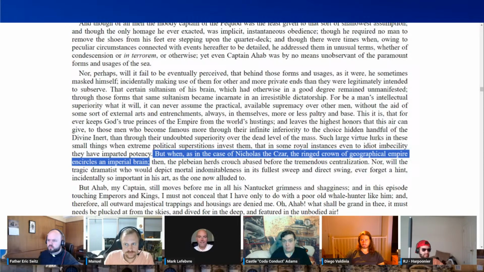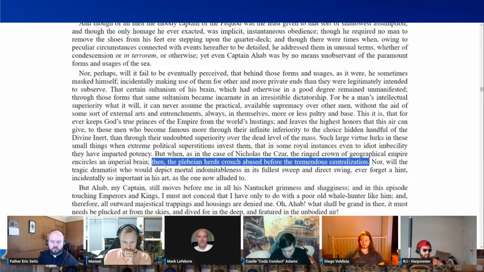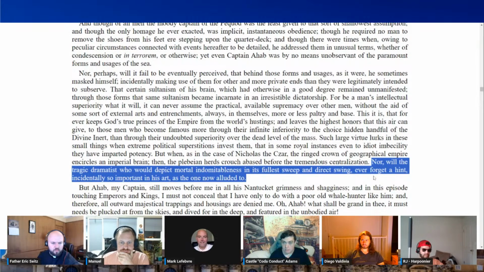It says, "But when, as in the case of Nicholas the Tsar, the ringed crown of geographical empire encircles the imperial brain, then the plebeian herds crouch abased before the tremendous centralization. Nor will the tragic dramatist who would depict moral indomitableness in its fullest sweep and direct swing ever forget a hint, incidentally so important in his art as the one now alluded to."